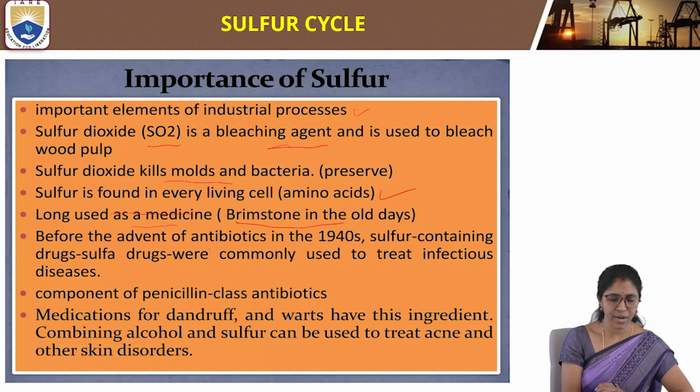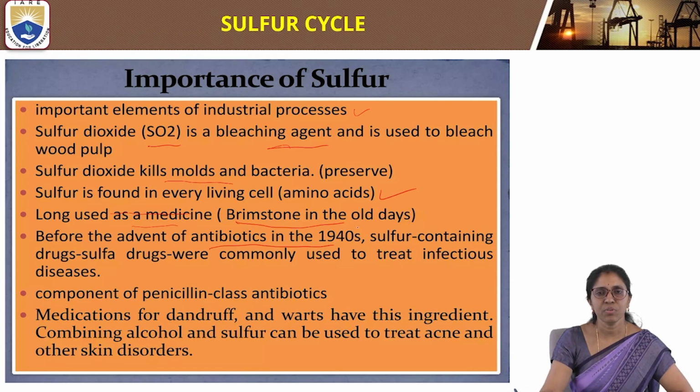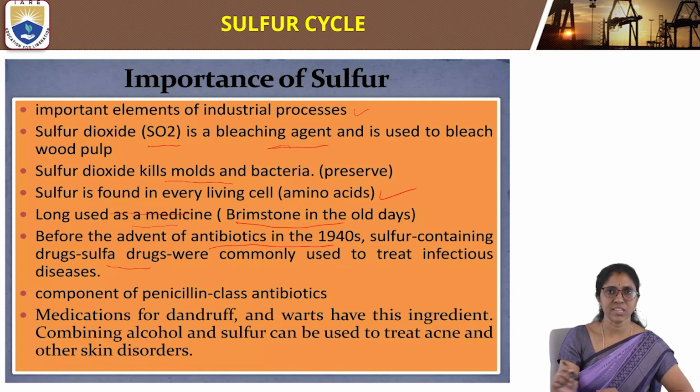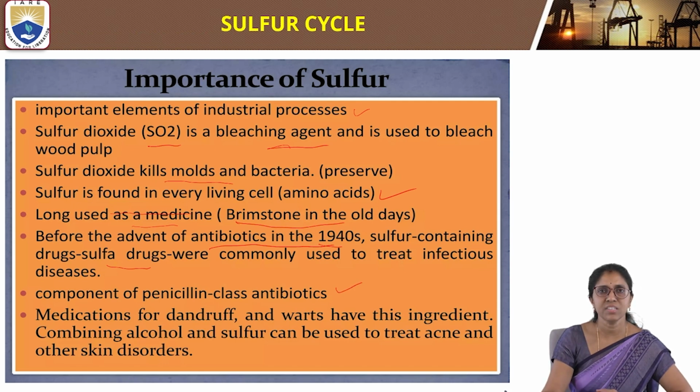Before the advent of antibiotics in the 1940s, sulfur-containing drugs were commonly used to treat infectious diseases. Sulfur is also used as a component of penicillin class antibiotics.